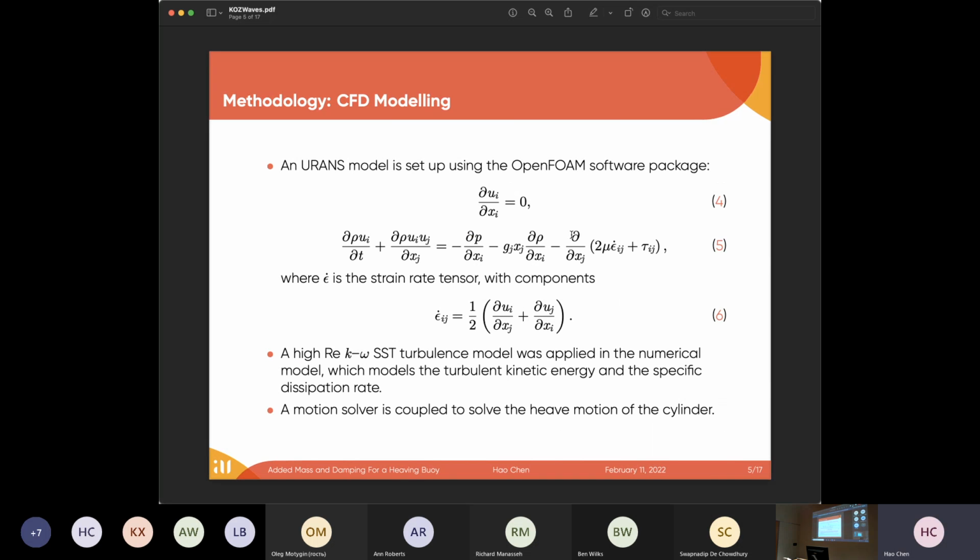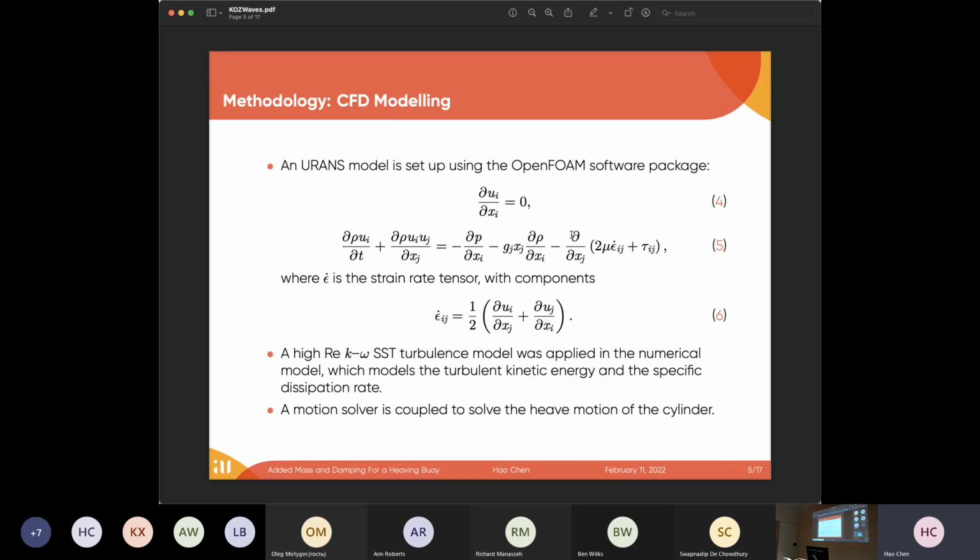Okay, so at the same time, we also did a CFD modeling in OpenFOAM. Again, this is based on the classic two-phase flow model, where it's a Navier-Stokes solver with VOF free surface tracking. We actually apply a high Reynolds number k-omega SST turbulence model. At that time we thought that it was quite a large scale body, and if you use a high Reynolds number, probably you can save a lot of mesh.